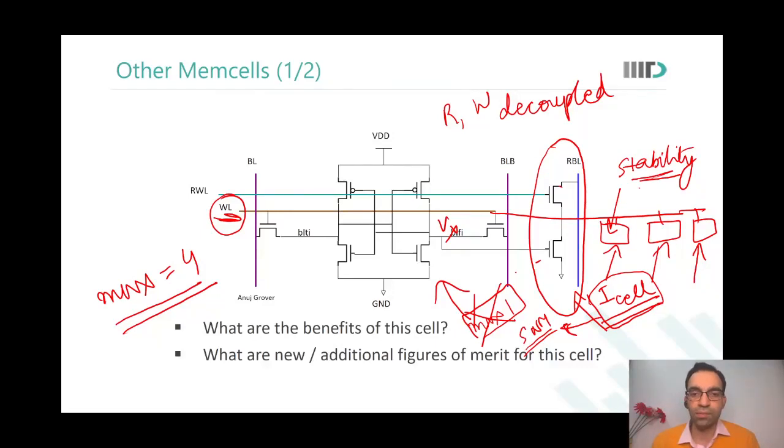Sir, can you once again explain this I cell concept that you told? So, okay, in this particular cell, what determines the cell current?